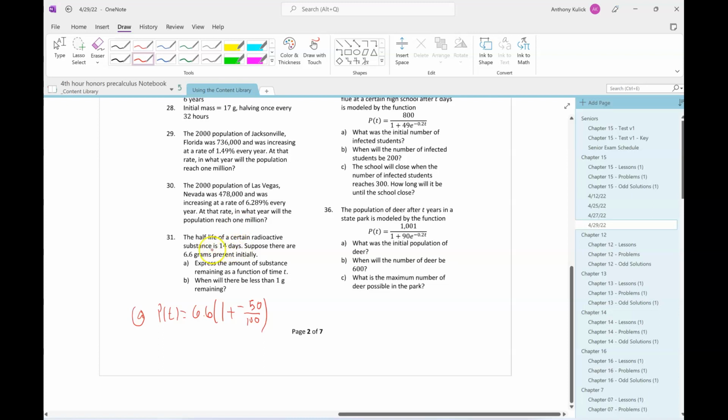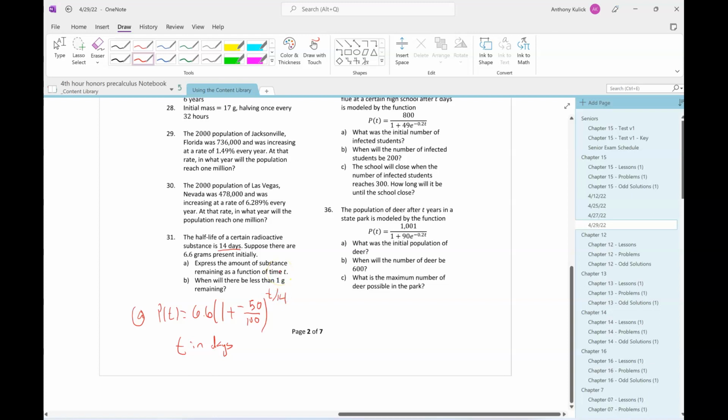So it says the half-life is 14 days, and it says a function of time t, so I'm going to make t in days. How much of a half-life do I finish in 1 day? It takes 14 to get a full half-life. How much do I get done in 1 day? 1/14, so t over 14. I'll make that t over 14.